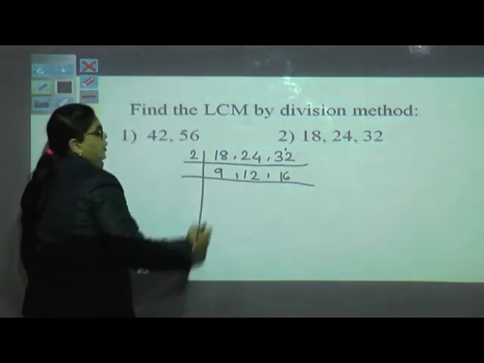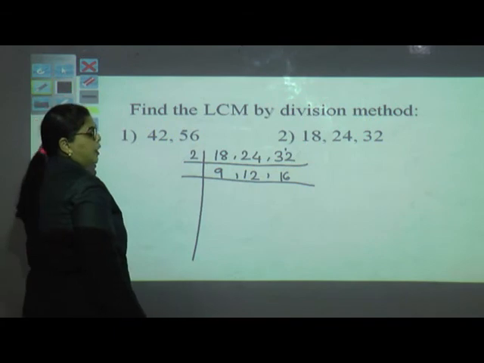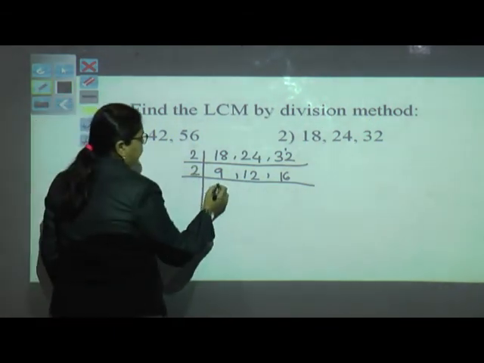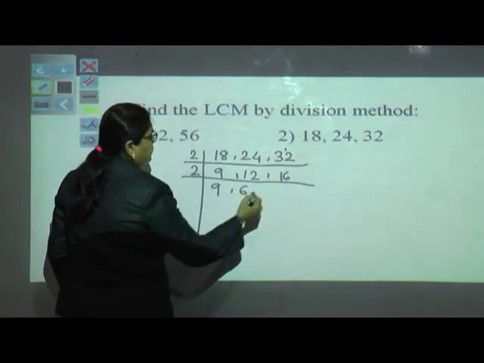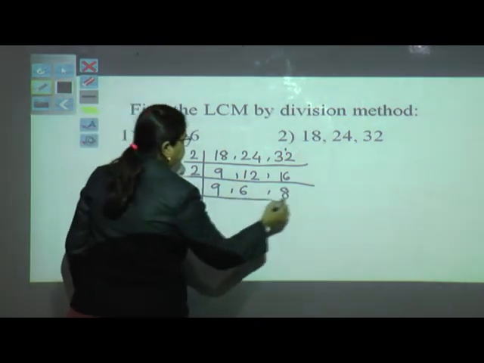Now we have two numbers with an even number in the ones place, so again we take the prime number 2. Write 9 as it is, then 2 6s are 12 and 2 8s are 16.